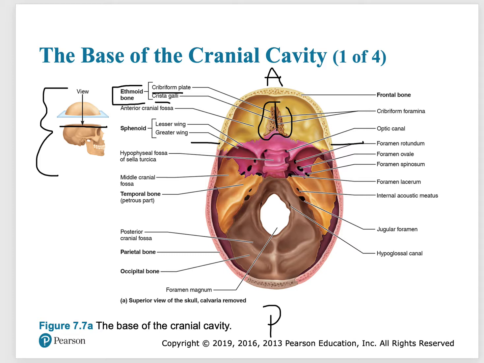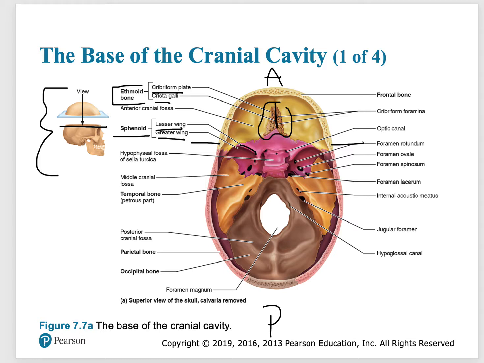So this pink structure, now we can finally see most of the structure of the sphenoid, right? So we have the lesser wing of sphenoid, right here on the top, and then we have the greater wing of sphenoid that we could actually see on that outer portion of the skull, which are going to be these larger portions in here, okay?